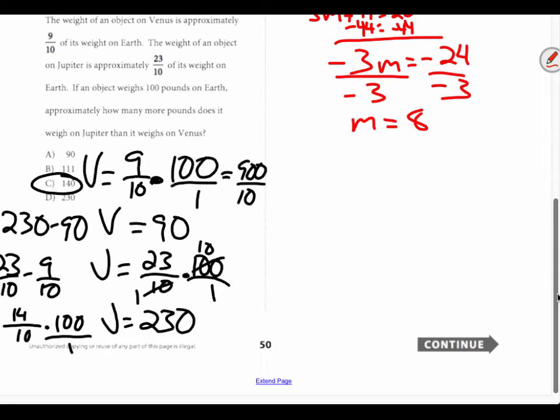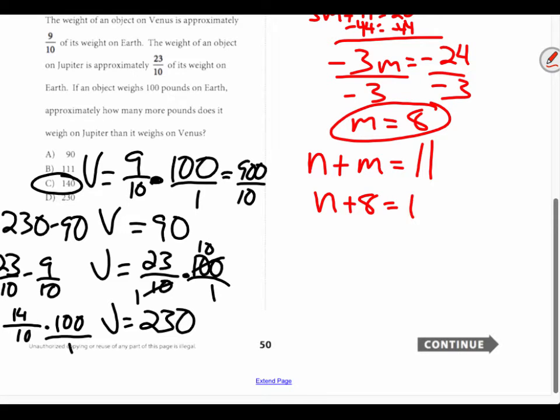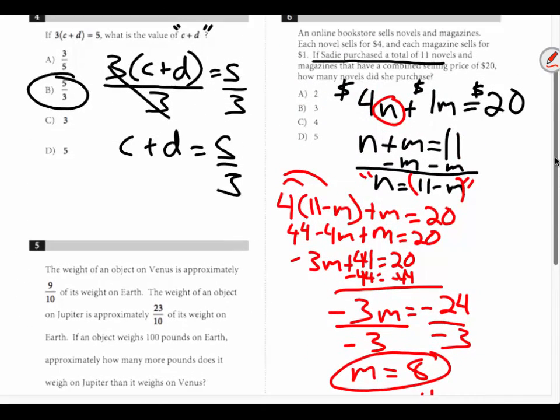But that's okay. So now, remember that I had n plus m equals 11 total. Well, now I know that m is 8. So I say n plus 8 equals 11. Subtract 8 from both sides, and I get n is equal to 3. So she purchased 3 novels total. Any questions?